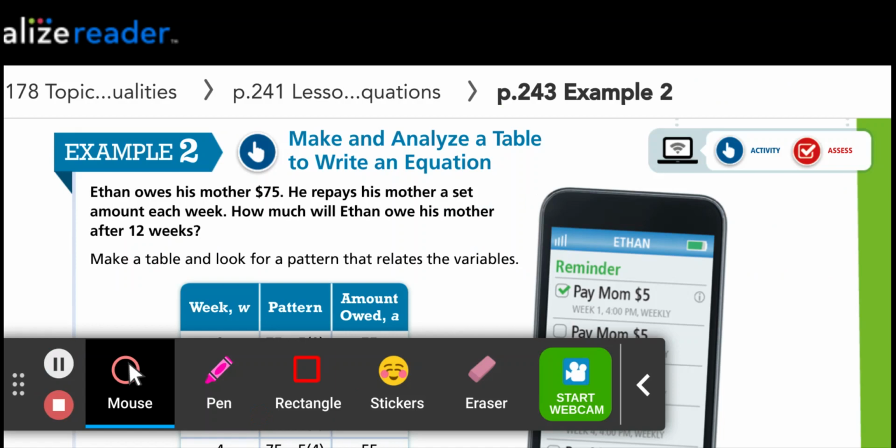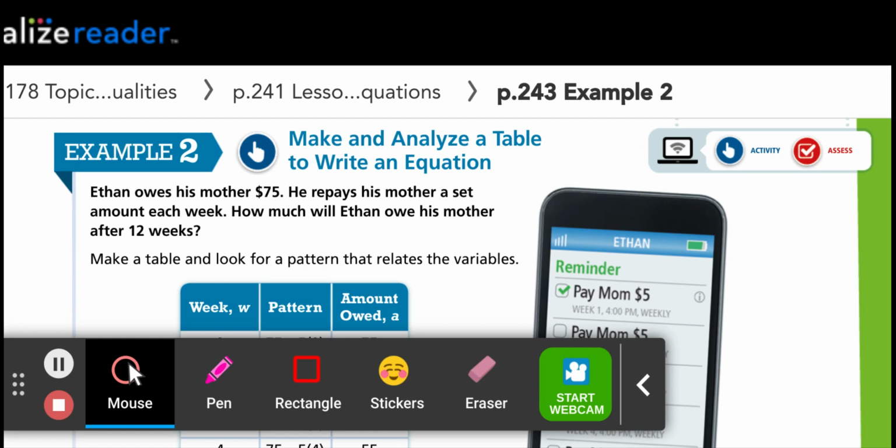Now let's look at example 2. We're going to be making and analyzing a table to write an equation. So the question says, Ethan owes his mother $75. He repays his mother a set amount each week. That just means he's going to be giving his mom the same amount of money every week. How much will Ethan owe his mother after 12 weeks?